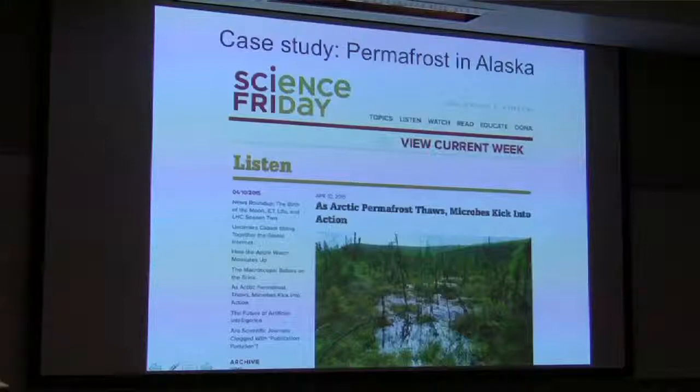Janet Jansen is at the forefront of this field. She's now a division director at Pacific Northwest National Lab. She covered the topic of Arctic permafrost thawing and how microbes contribute to that. This is a picture of one of those bogs that form, and you see the trees falling because they're losing the support from the frozen ground.